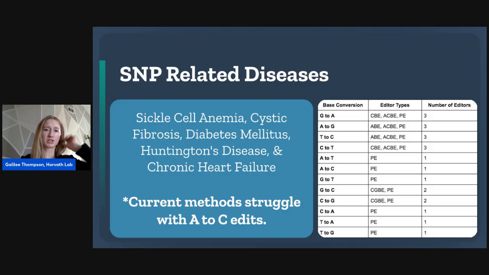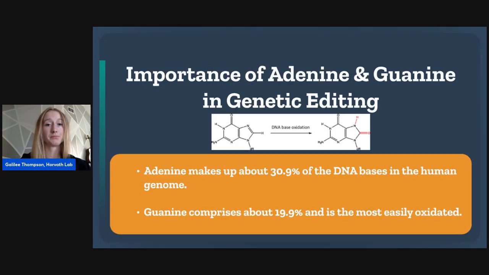So, what are some SNP-related diseases? Some you might be familiar with is sickle cell anemia, cystic fibrosis, diabetes mellitus, Huntington's disease, even chronic heart failure. Now we have DNA editing systems that currently exist, but they struggle with A to C edits, which is what we focused on in our lab.